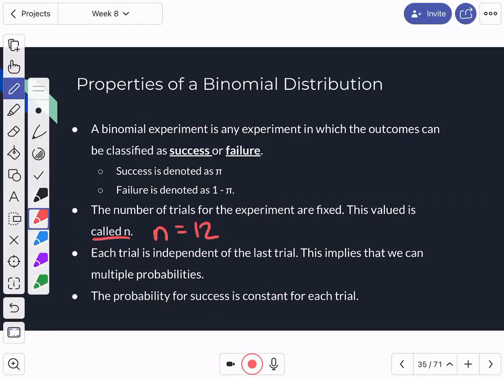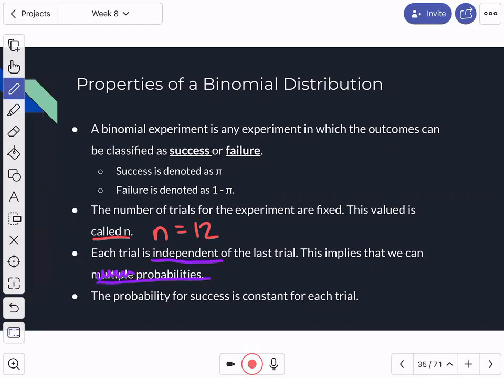And each trial is independent of the last trial. Because trials are independent of each other, we can multiply probabilities. It should be multiplied, not multiple.